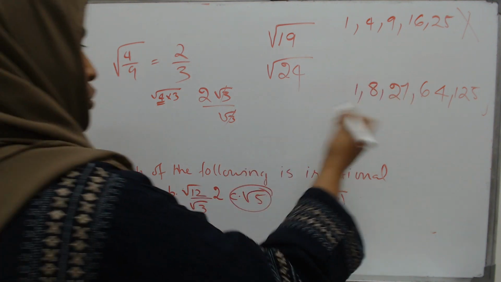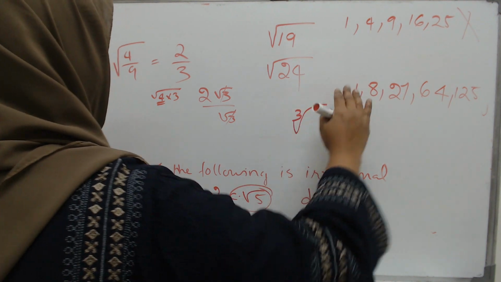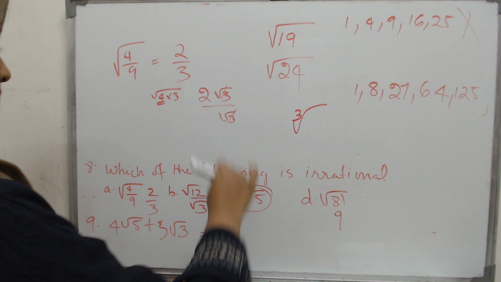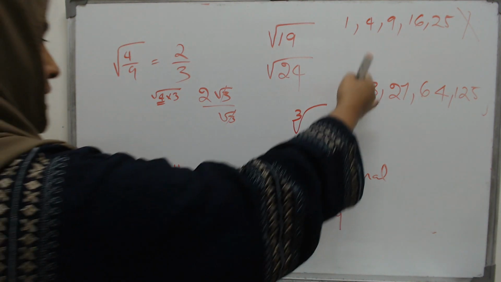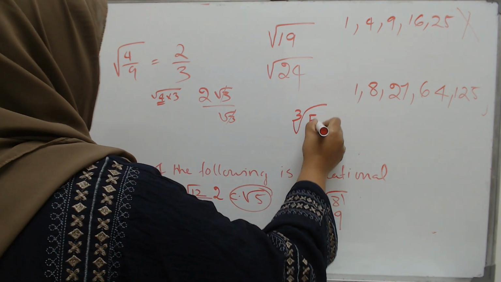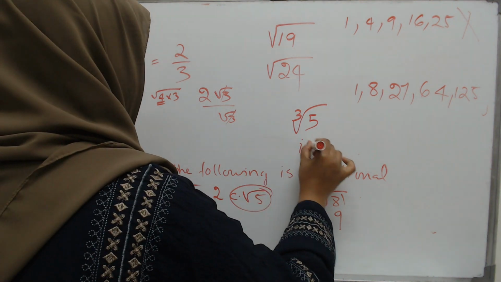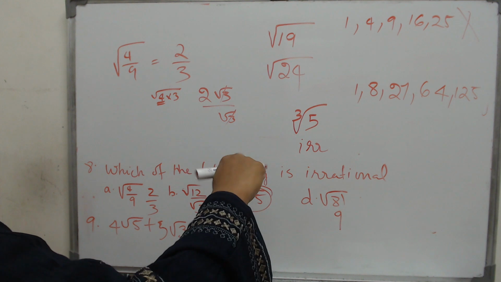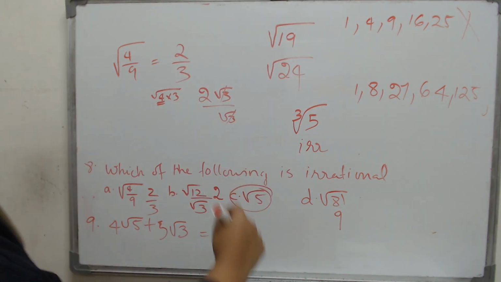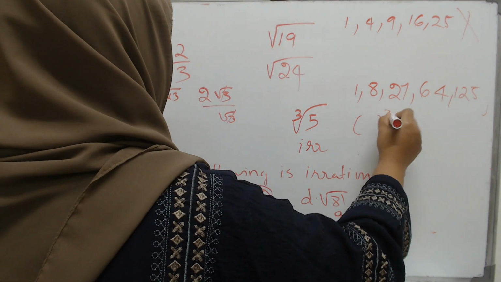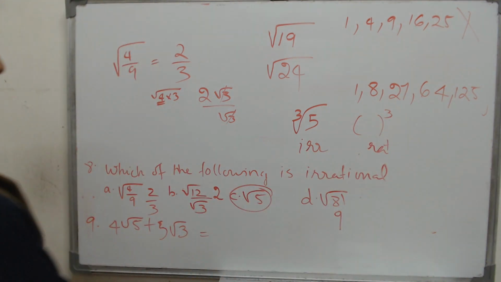Again, take the cube root of these numbers. If you take the cube root of any number other than a perfect cube, for example, any number in between, this will be what? It will be irrational. And how will you make it rational? You have to raise it to the power 3. Only then it will become rational. Till then it will be irrational.